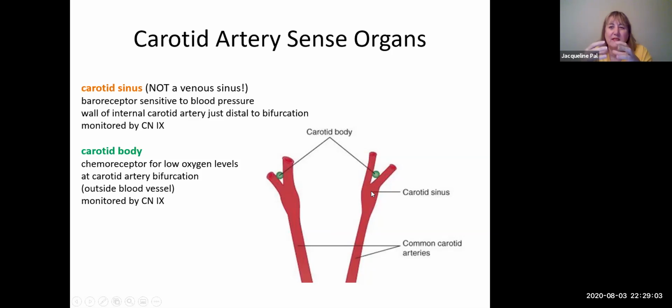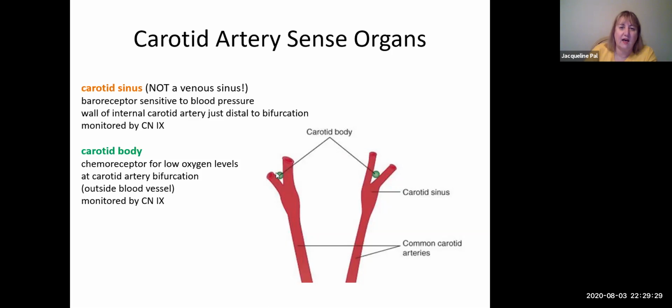And what happens is in the wall, we have a lot of sensory receptors linked to the glossopharyngeal nerve, and they are monitoring the blood pressure that is going into your brain and sending those messages to your brain so your brain, the central baroreceptors, can respond to that.